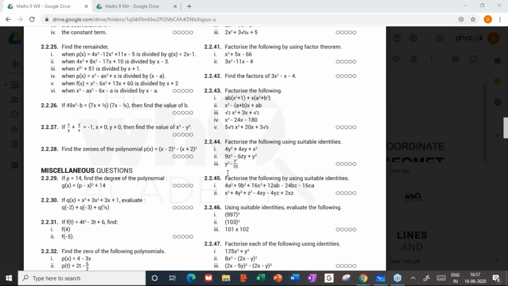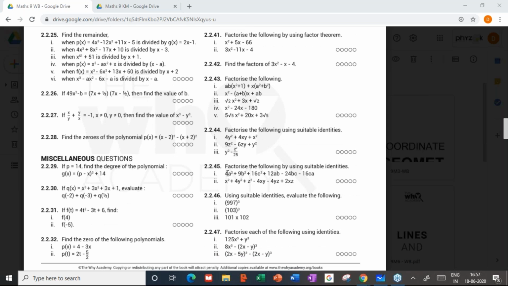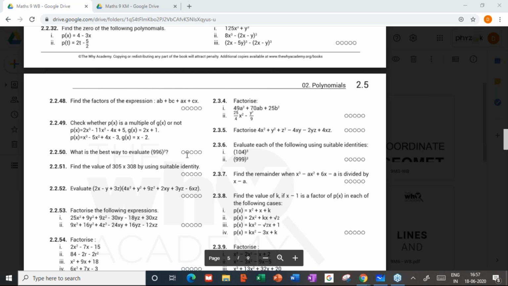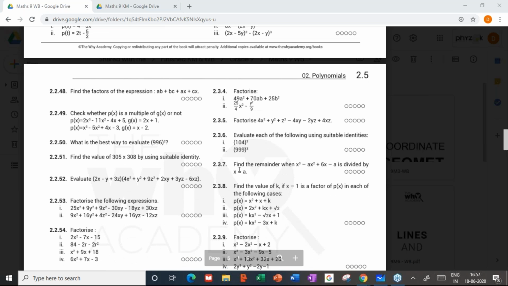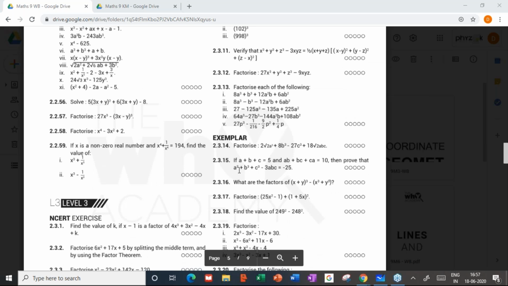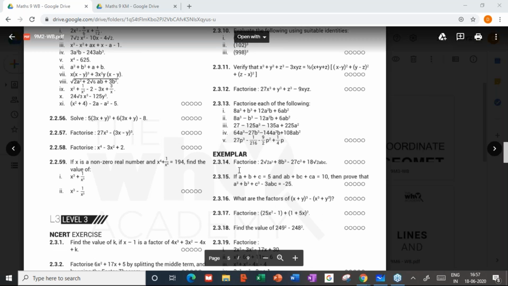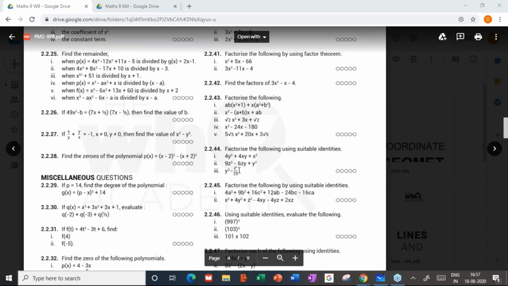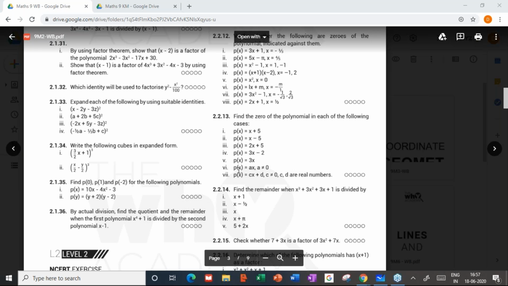Right? So we have actually covered most of the important questions in the previous classes. So what you all can do is take up the remaining NCERT and exemplar questions and try to solve them, and in case you have any doubts, you can always ask on the group.